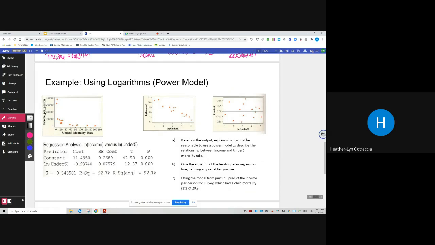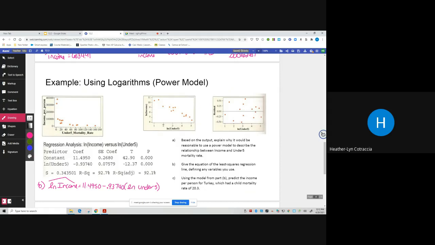For part B, it says give the equation of the least squares regression line. So for part B, this is just like before. This time, we're going to be predicting the natural log of income, and again, that predicted is equal to my constant 11.4950 minus 0.93740. Oh, I take that back. The other ones had positive slopes, didn't they? Because my slope was positive, so positive R values. This one will have a negative R value. So then that would be times the natural log of that under 5. Okay, so both variables have been transformed by doing natural logs.